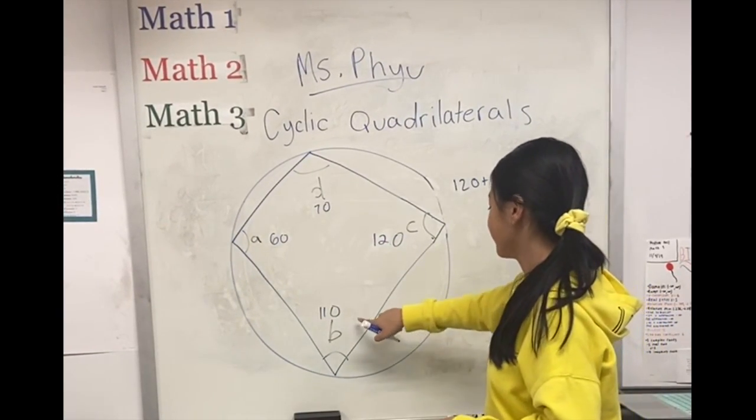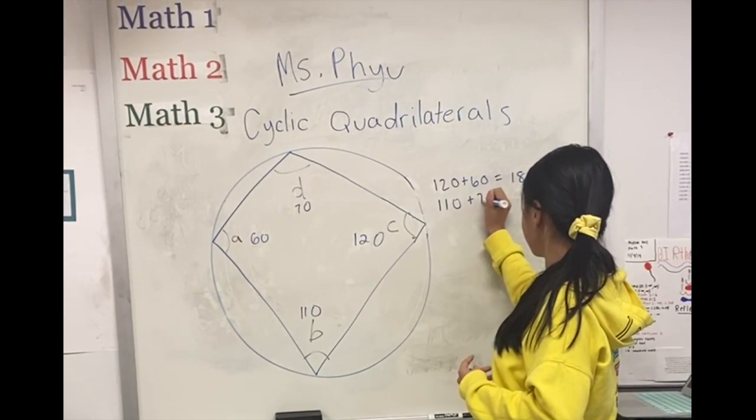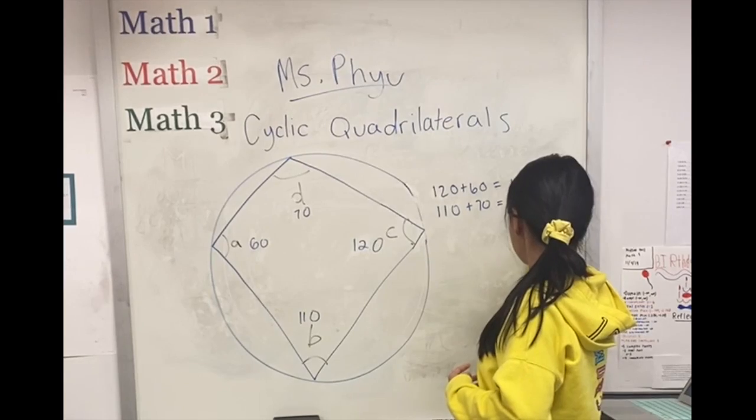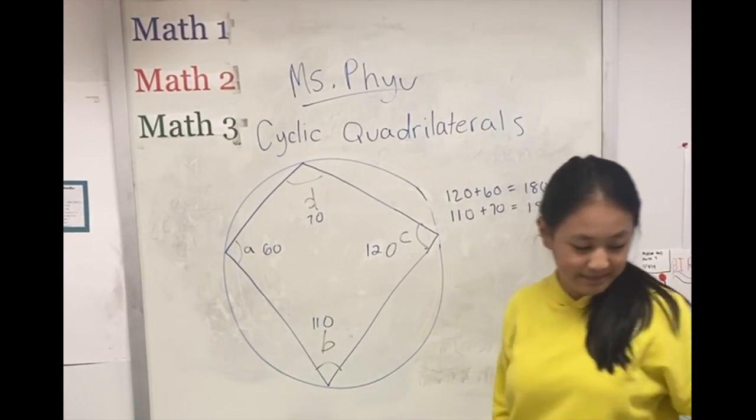Also, if angle B is 110, then angle D would have to be 70, because 110 plus 70 would equal 180, which also follows the property. Angle B and angle D are opposite angles, and angle A and angle C are opposite angles.